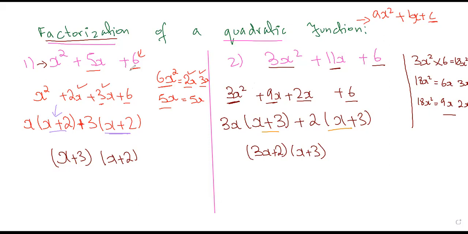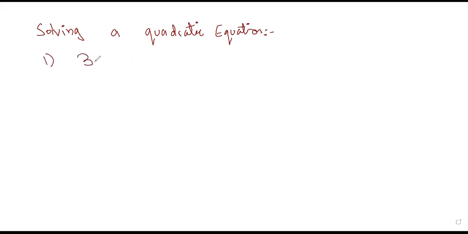Now we have to see how to solve a quadratic equation. Okay, now let's talk about solving it. So let's talk about this as our example: 3x squared plus 11x plus 6 equals 0.